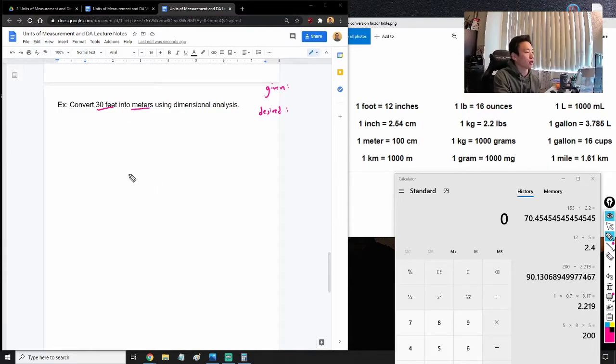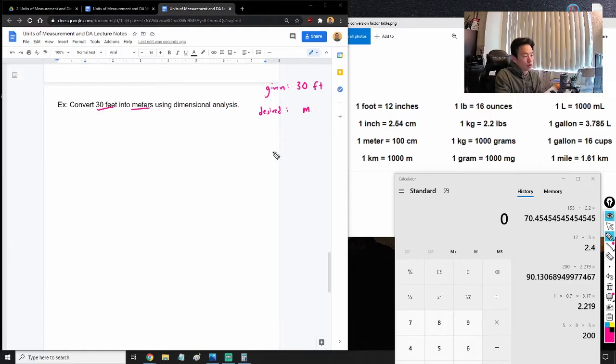So let's figure out what our starting number is. Our starting number is obviously 30, right? So we're going to write 30, and it's 30 feet. Okay, so we have 30 feet, and we need to turn this into meters. So we're looking for meters.